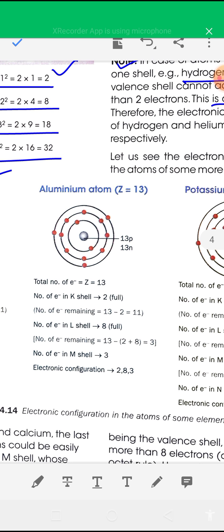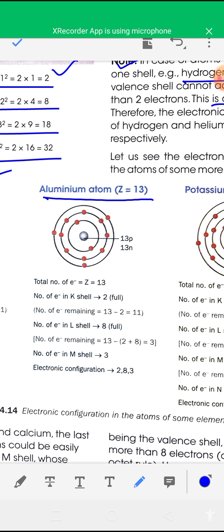Now see, in case of aluminum, atomic number is 13. So in aluminum, 13 protons and 13 neutrons are present in the nucleus, and 13 electrons are revolving around the nucleus in different shells. According to the 2n square rule, the first shell can accommodate maximum 2 electrons, so you give 2 electrons in the first shell. In the second shell, the L shell, you give 8 electrons.